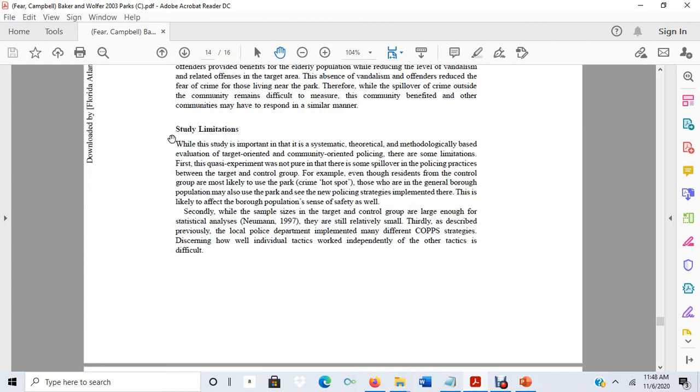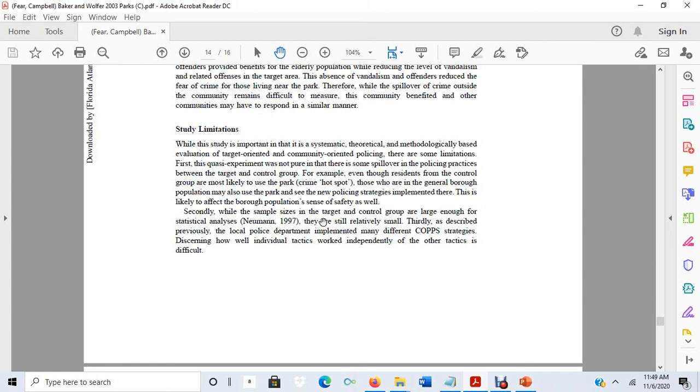So let's see, study limitations. Okay. Well, this study is important in that it's a systematic, theoretical, and methodologically based evaluation of target-oriented and community-oriented policing. There are some limitations. All right, so let's see. First, this quasi-experiment was not pure in that there was some spillover in the policing practices between the target and control group. For example, even though residents from the control group are most likely to use the park, the crime hotspot, those who are in the general borough population may also use the park and see the new policing strategies implemented there. This is likely to affect the borough population's sense of safety as well. So it sounds like they have some potentially some spillover effects here because they did a quasi-experiment. So this could be a threat to internal validity.